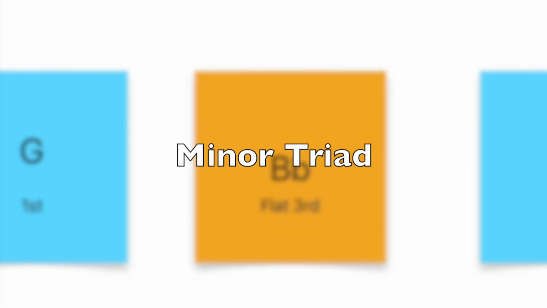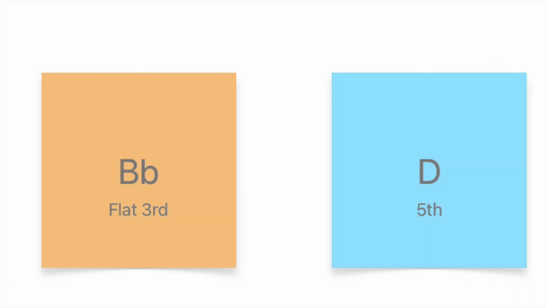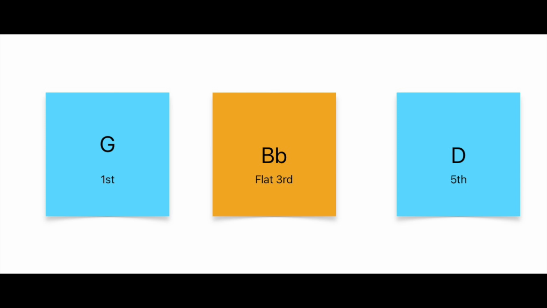Next, we have minor triads. So the easiest way to think about this is to take the major triad and then change it. The only thing you need to do to the major triad to achieve a minor triad is flatten the third scale degree from a B to a B flat. And it sounds like this.